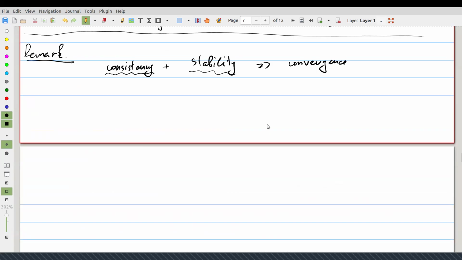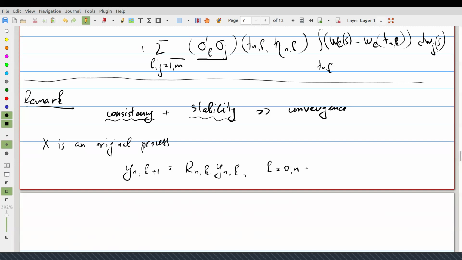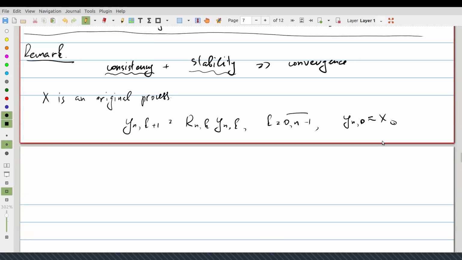Now, returning to this, so what does this mean? Assume that we have X, an original process we want to simulate. And we have some numerical scheme that is supposed to produce an approximation. It's roughly speaking the value of our original process. And then formally, there is the following decomposition.